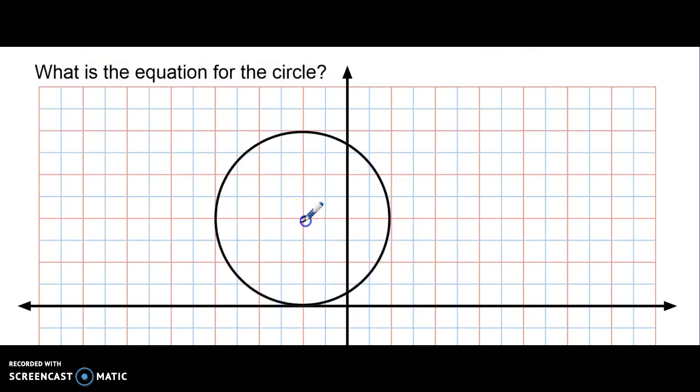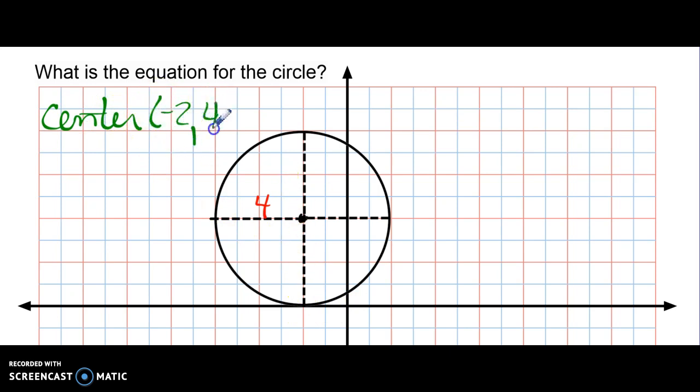Equation of this circle, this is the center. Again, I'm going to count. 1, 2, 3, 4. And I can count from any direction. 1, 2, 3, 4. So any direction that I count in, I still get the same radius. So my center is located at -2, 4. My radius is 4. And so I plug it into my equation.